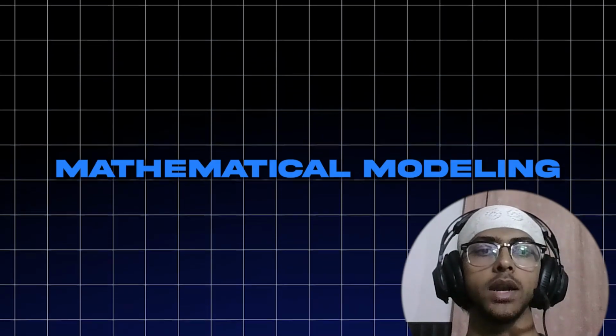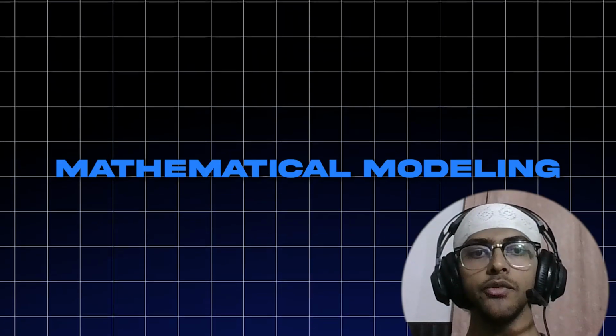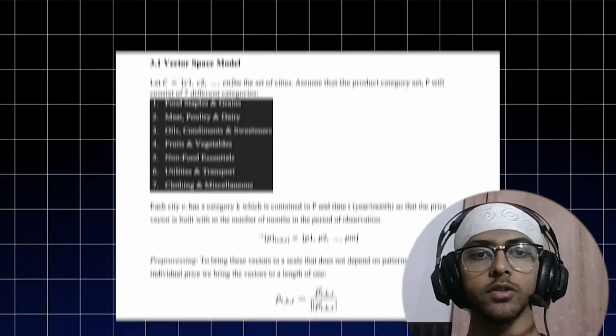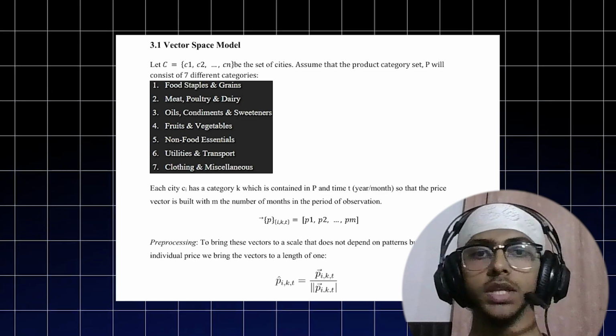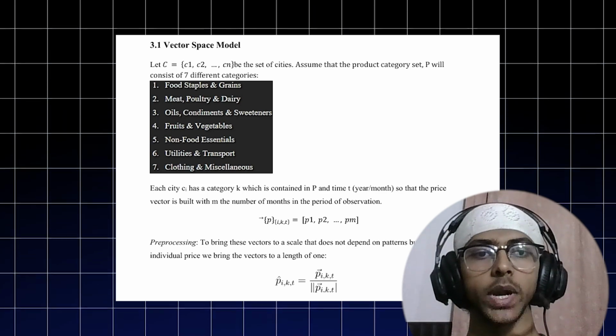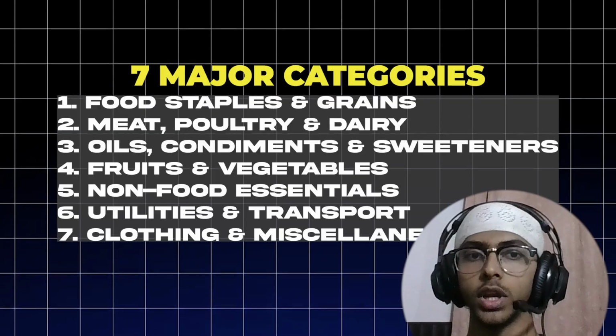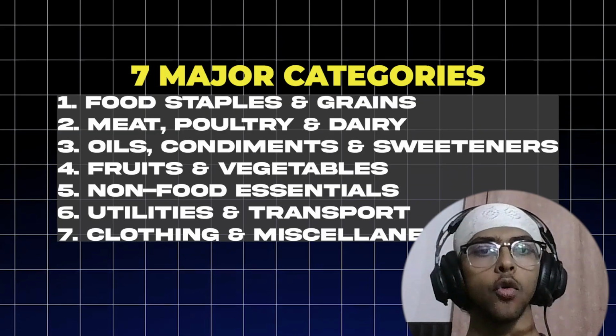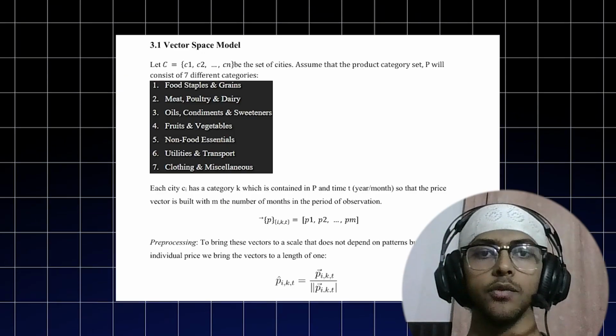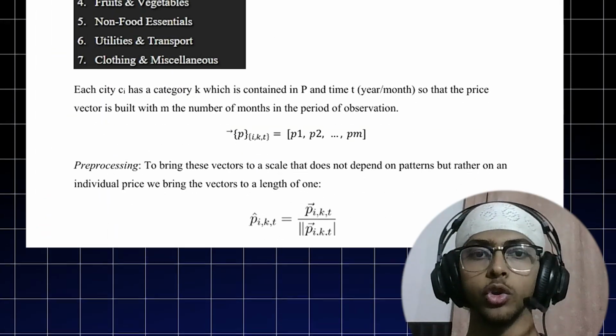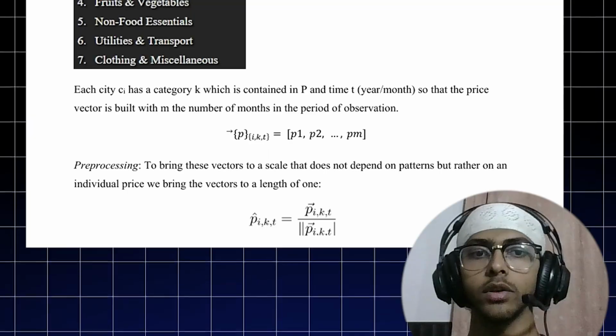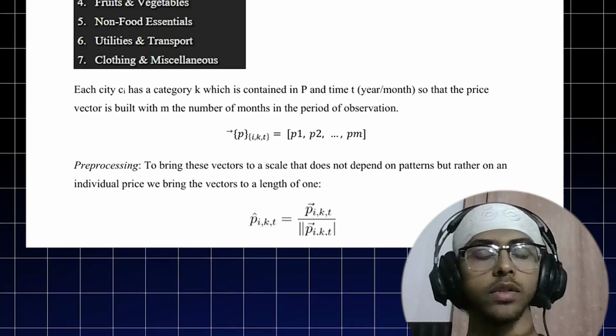Now, let's dive into the discrete mathematical modeling. We first defined a vector space model. Each city is represented by a price vector for a specific category, like food or utilities, over m months. We normalize these vectors to unit length to focus on the pattern of price changes rather than the raw magnitude.